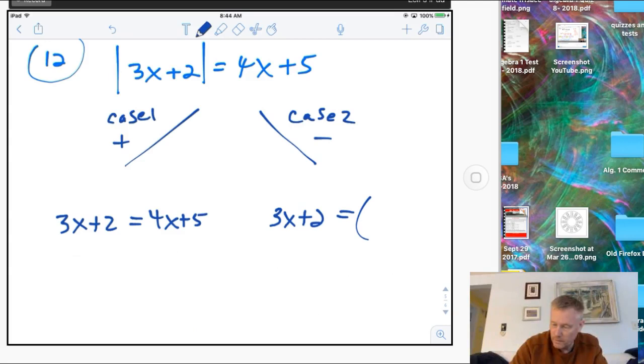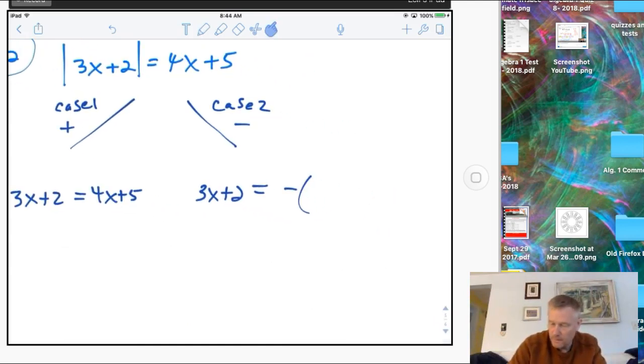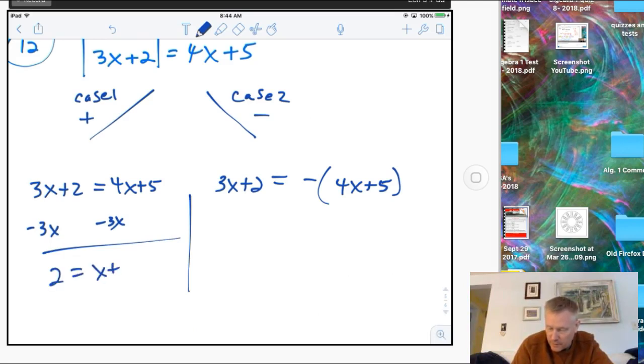Because this is the negative 4x plus 5. All right, so that'll give me my 2 answers. The only thing that really was different there is I had to use parentheses around that whole thing because you're making the whole answer negative. All right, now let me solve it. Subtract 3x. I get 2 equals x plus 5. Subtract 5. I get x equals negative 3.